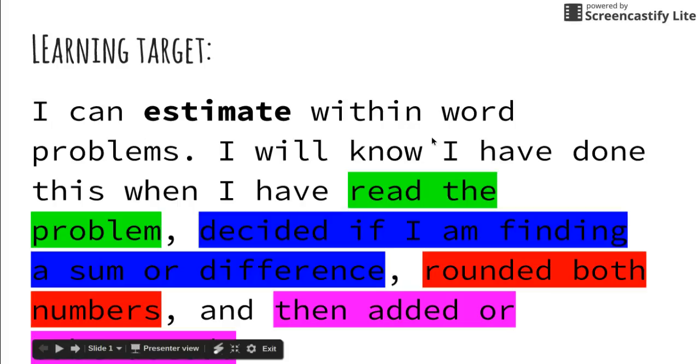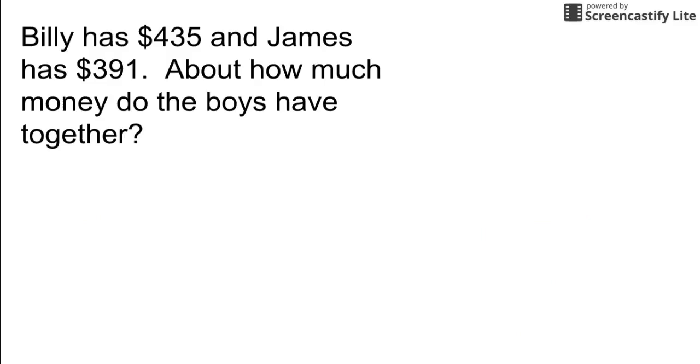So you'll know you've done this when you've read the problem, you've decided whether you're finding a sum or difference, and then you're going to follow the same success criteria as yesterday. You're going to round both numbers and then add or subtract. You're going to find a sum or difference. So the only thing we're doing differently today would be putting it within context of a word problem. So we're going to come back and revisit this learning target in a little bit.